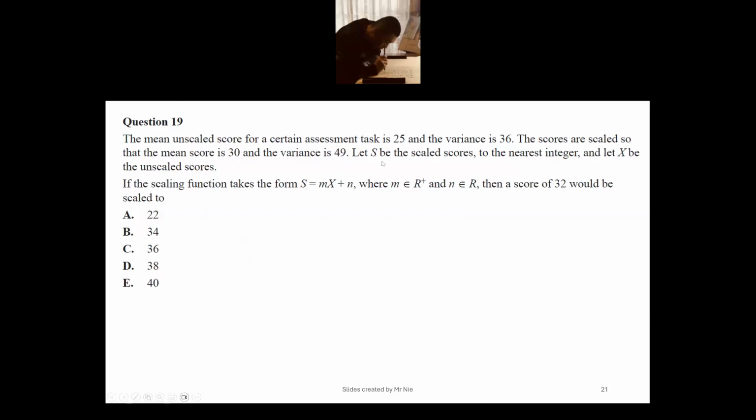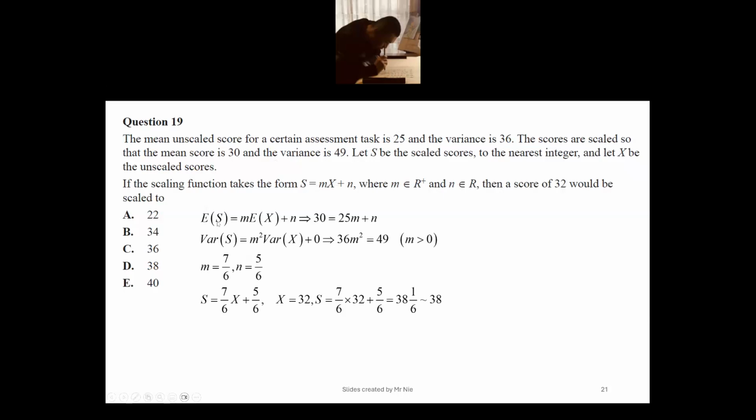S is the scaled score, X is the original score. So the formula is S equals mX plus n. This is a linear transformation of one variable to another, where m is greater than 0 and n is any real number. So I would like to construct two equations using the mean value from 25 to 30 and the variance from 36 to 49.